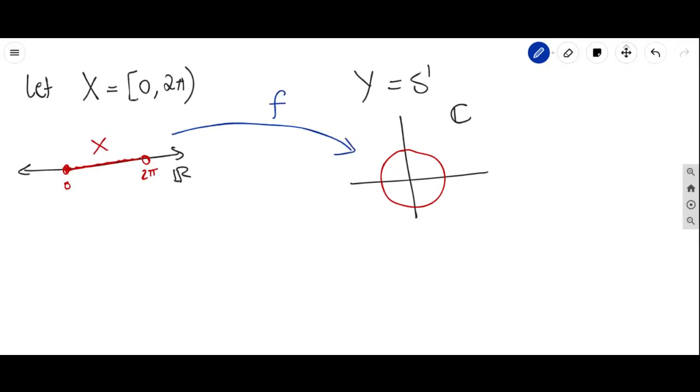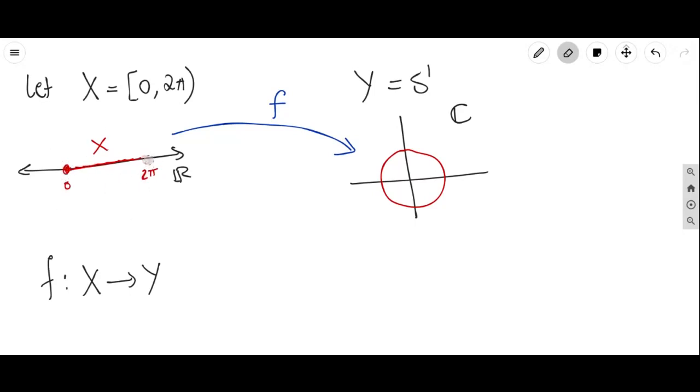This is going to be F. So F is going to be a map from X to the unit circle. The picture you want to have in mind is that this mapping is going to take these two endpoints and wrap them around the circle. So it's almost as if you're gluing the two endpoints together.